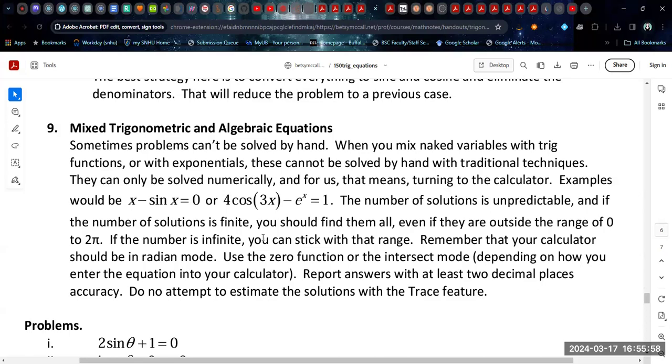You can restrict your window to the range of 0 to 2 pi. Again, you don't need values outside of that typically. The number of solutions might be infinite, or it might actually just be a particular value depending on exactly what else is going on in the problem. So use the intersect function on your calculator to get the answers. Don't try to use trace because it's going to jump too much and you're not going to get a good result. You're going to want to use a more accurate method, which involves using the intersect function. But these really can't be done by hand. They have to be done with technology.